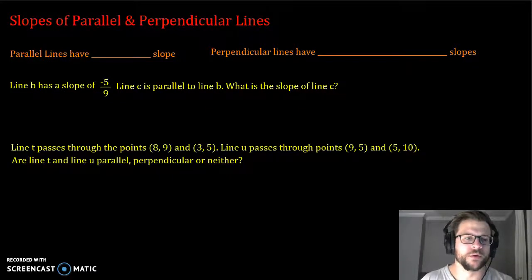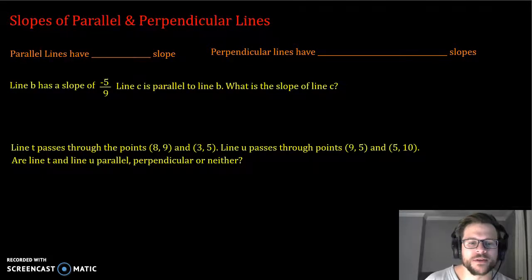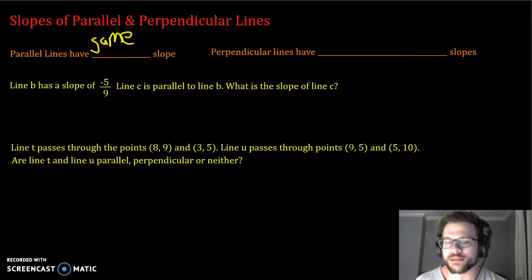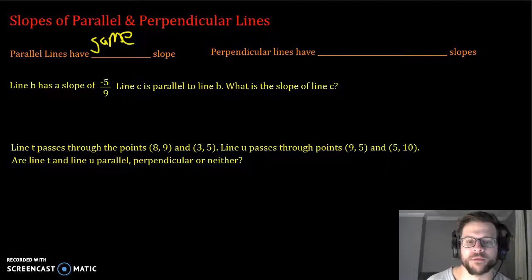Alright, in this tutorial we're going to go over the slopes of parallel and perpendicular lines. So parallel lines are two lines that never intersect, they never meet, they never cross at any point. So in terms of what their slopes are compared to each other, they have the same slopes. So if the slope of your first line is -1/4 and the other line is parallel to the first line, it's also going to have the exact same slope of -1/4.